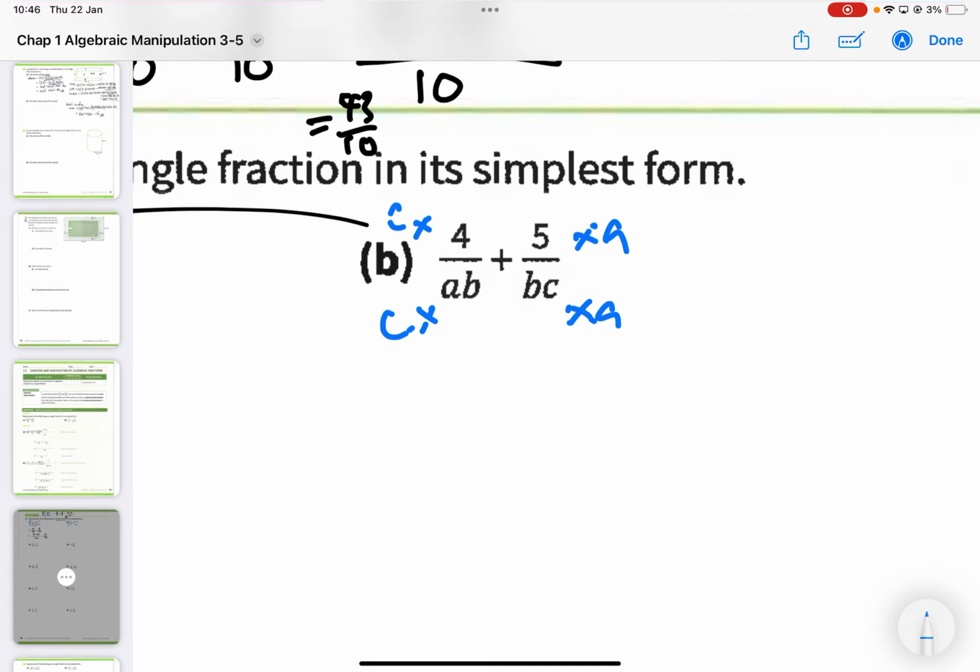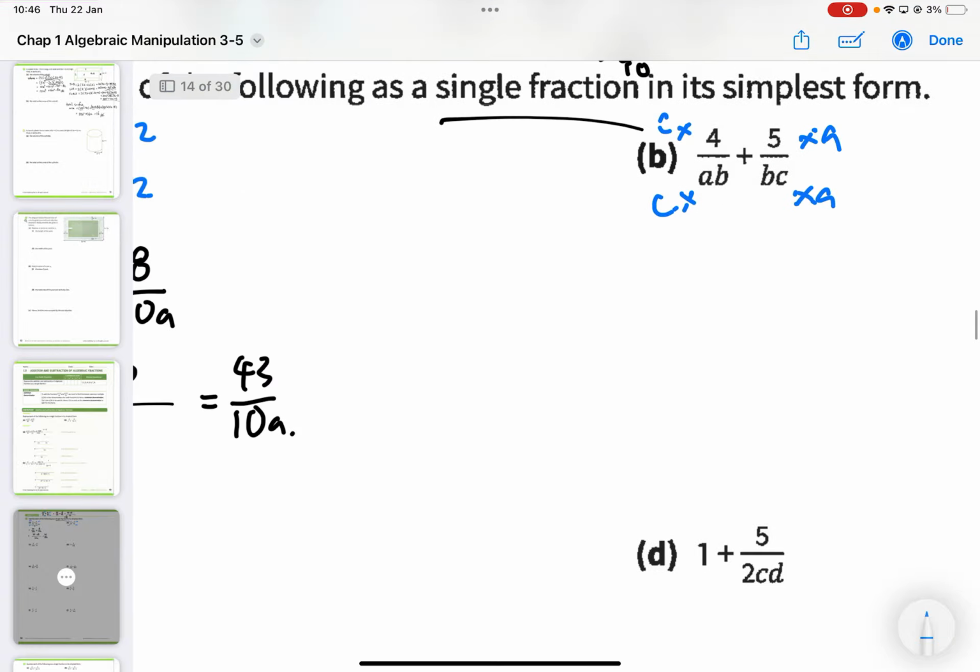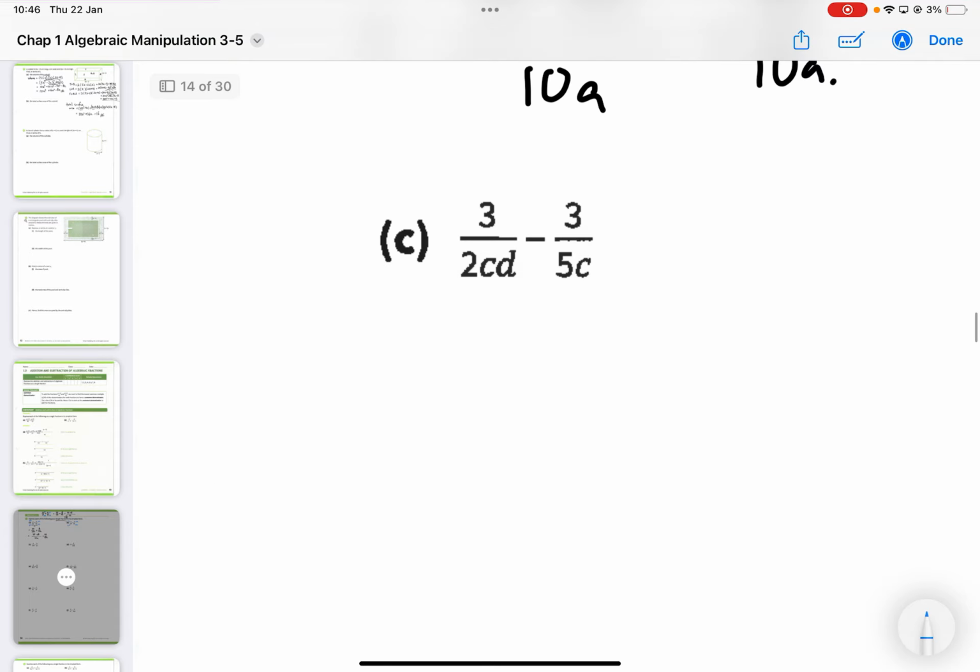Okay. Part C. Bottom is 2 times C times D. Bottom is 5 times C. So the first one, 2 and 5, I want to make common. So I need to times 5. Here I need to times 2. But still they are not the same. One is C times D, one only got C, no D. So I also need to multiply D. Then they will be common.